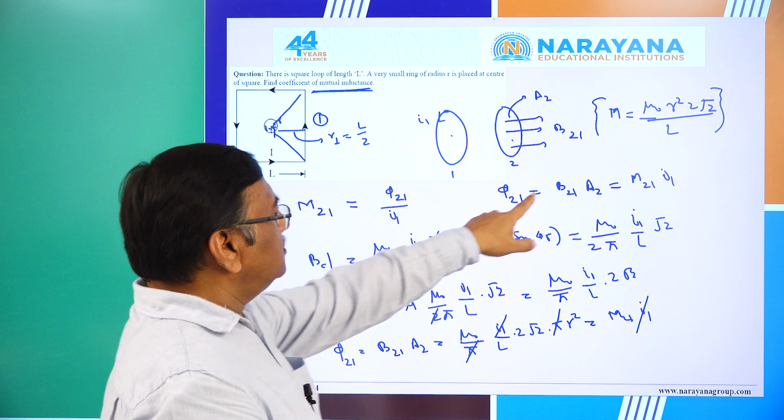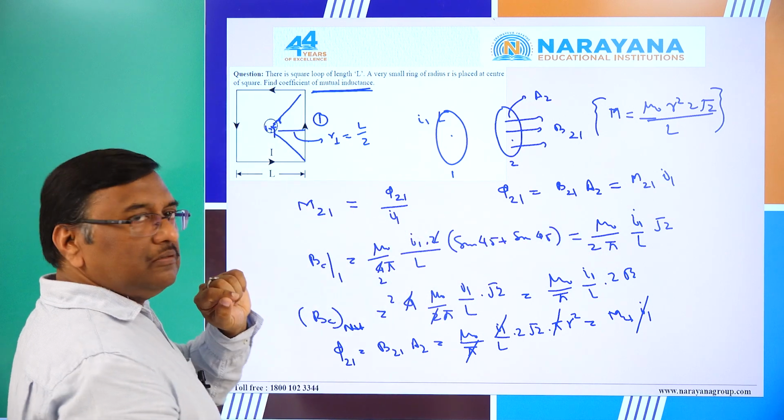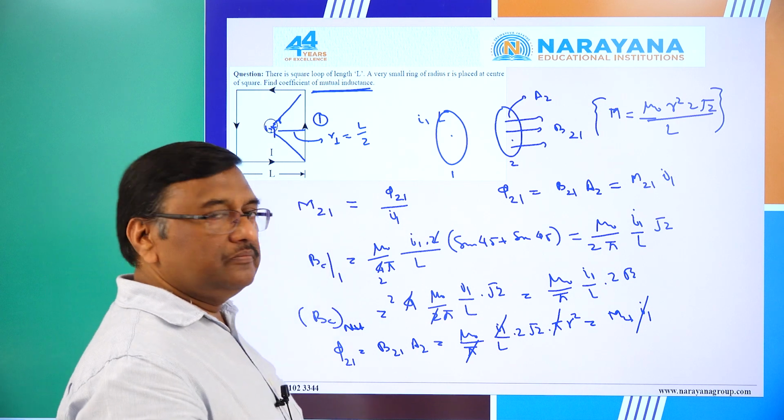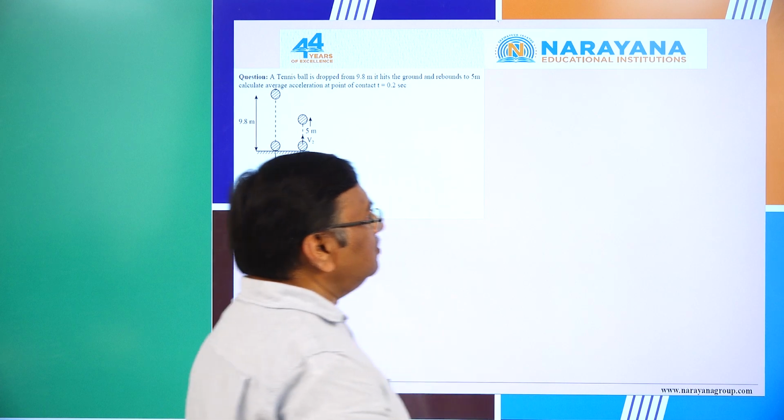I hope you understand how to approach flux, mutual inductance into current. How will you write flux? B into A. B we have to write because of this loop at this point. Okay, I hope it is easy for you to follow. Let us go for the next question now.